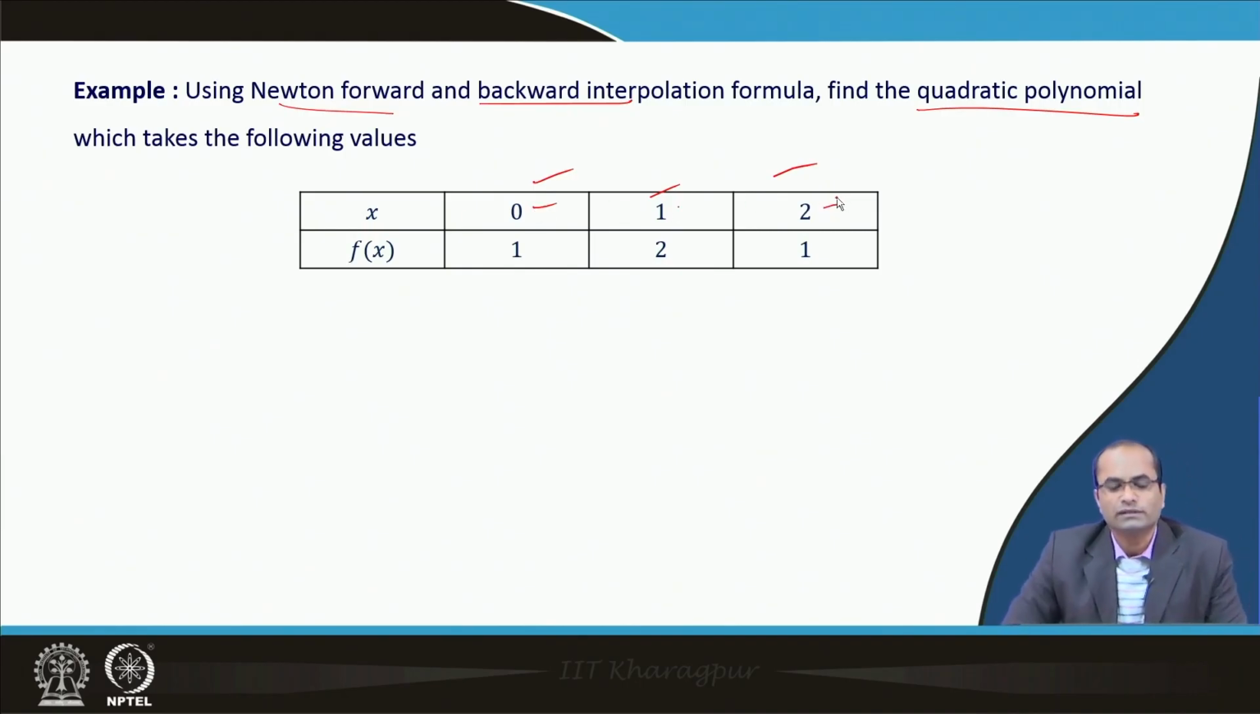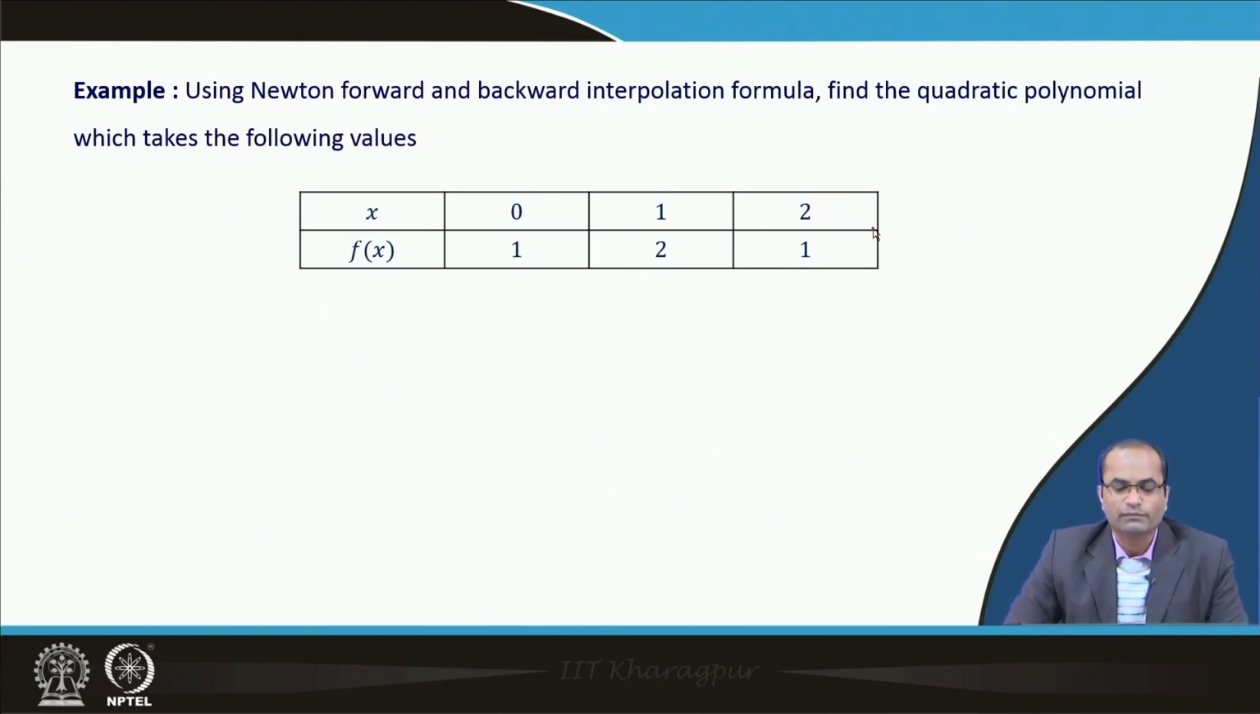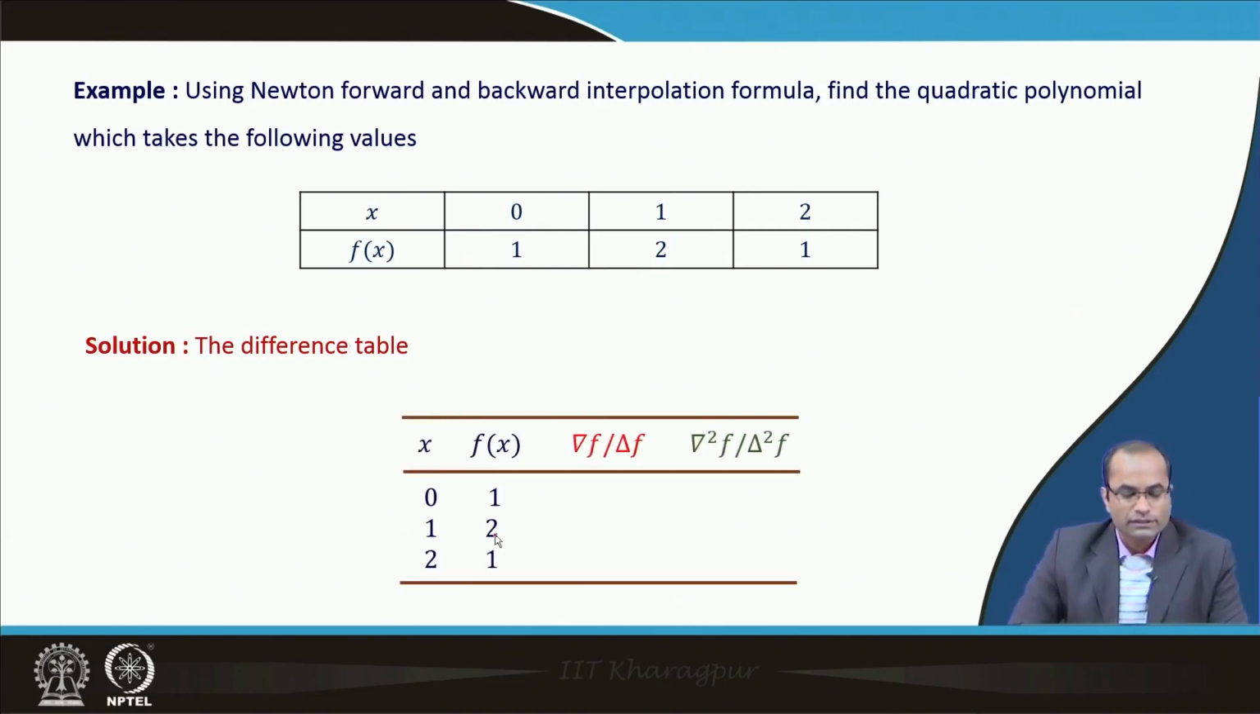So, they are equidistant. We can use Newton's forward and backward interpolation formula. The function values at these points are given: 1, 2 and 1. So, we want to derive the quadratic polynomial which passes through all these points 0, 1, 1, 2 and 2, 1. So, we have to construct the difference table whether we use the forward or backward difference formula. To construct this difference table, what we have learned.